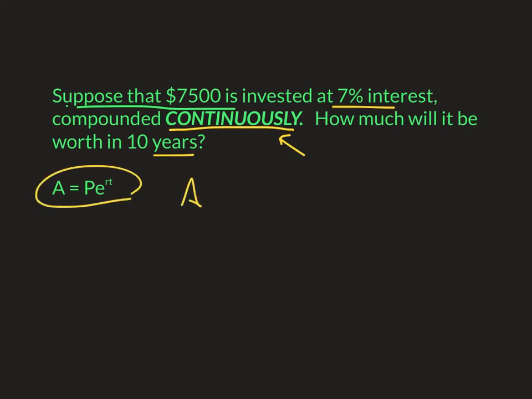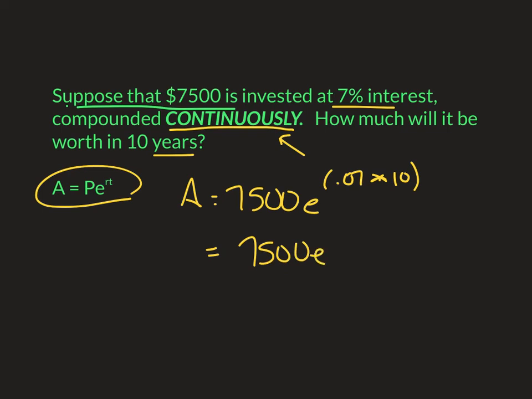It looks like this. A equals P, P is principal, how much we started with, 7,500, times e to the rt power. Now r is the rate, which is 0.07. t is time, which is 10. So I'm going to put times 10. So basically I have this right here. I have 7,500 e to the 0.7 power. And all I'm going to do is take my calculator and punch that straight in.